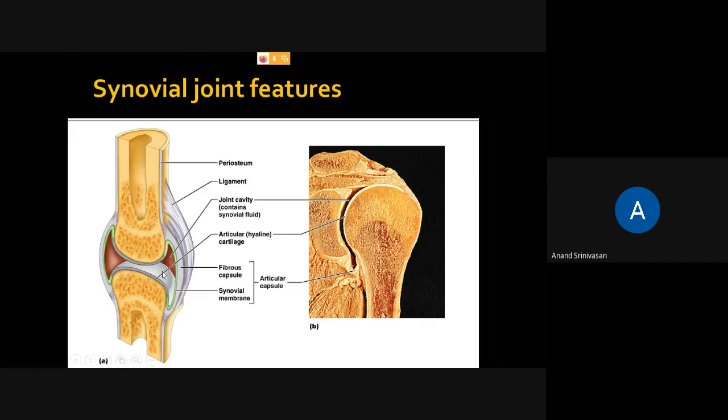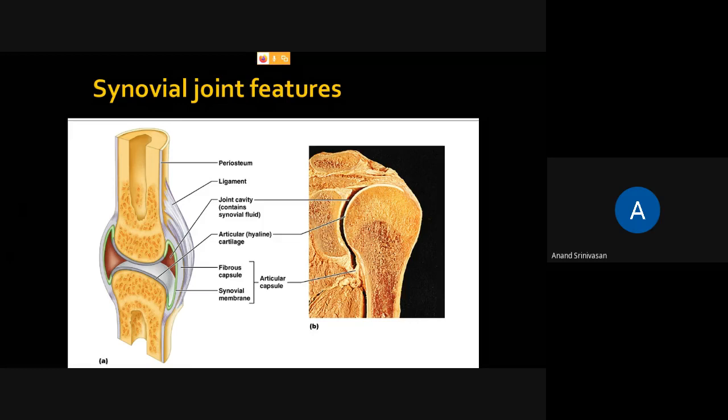Now there are many tiny structures, as we have seen: articular cartilage, fluid, synovial membrane. This fluid should not escape outside whenever we bend or whenever we run fast. So what is there? There is a structure which strengthens the two parts of the bones from outside, and this is called the fibrous capsule.